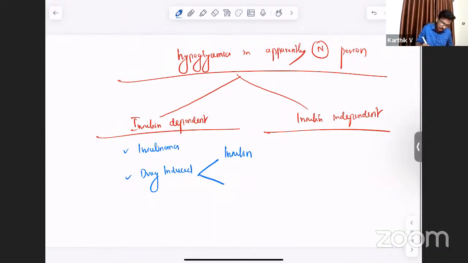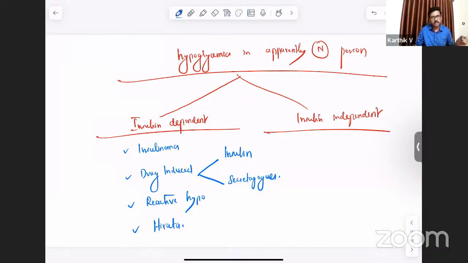Then you have the secretagogues, insulin secretagogues like sulfonylureas, meglitinide analogs, etc. Then you have reactive hypoglycemia, you have Hirata syndrome, etc. Okay, Hirata syndrome. So many causes that we will deal with one by one. Then you have insulin independent causes. Okay, insulin independent causes. There are a different set of causes in childhood and in an adult population.